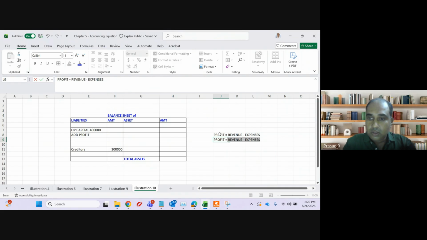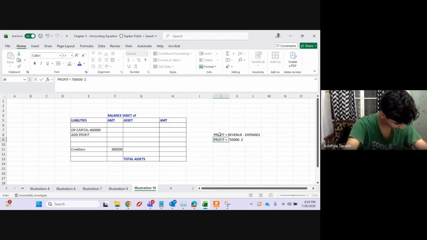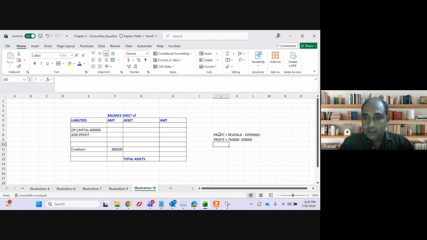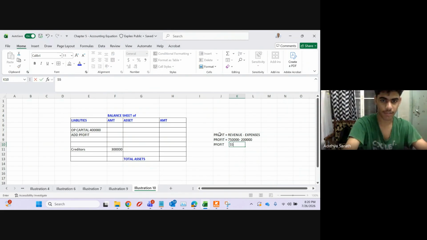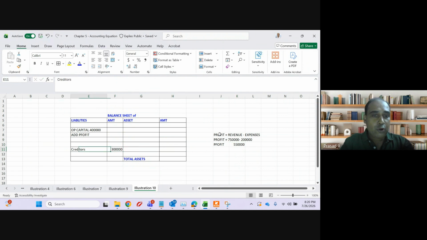Profit equal to 5,50,000, sir. We have to write the entire thing. Yes, you are absolutely right. 7,50,000 minus 50,000 minus 2 lakhs. So my profit will be equal to 5,50,000. Now my opening capital is 4 lakh.